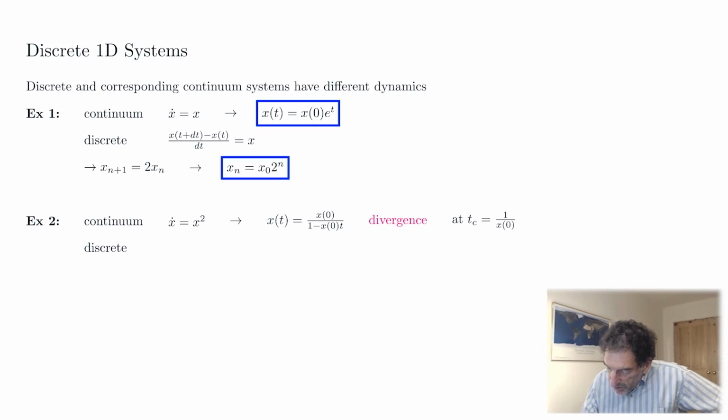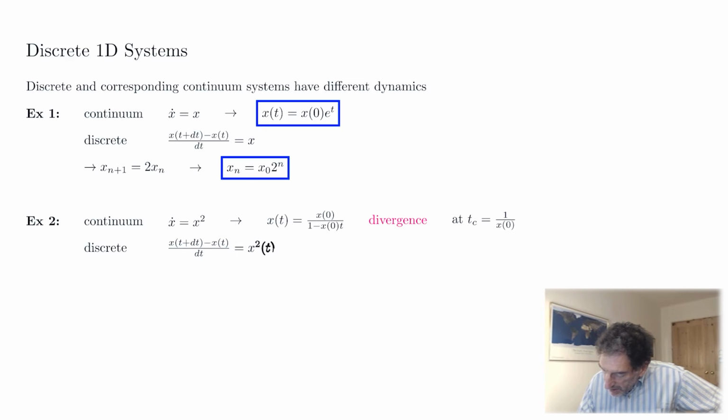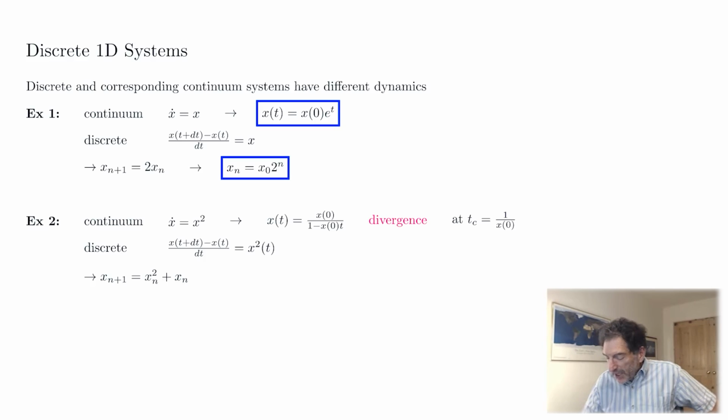So the corresponding discrete equation would be x of t plus delta t minus x of t divided by dt is equal to x squared. And again, we'll write dt is equal to 1 and convert this into a difference equation. And what we get is that x_{n+1} is equal to x_n squared plus x_n. What you can check after the fact, but let me just state it without proof now, is that asymptotically the behavior of this equation is the same as if I ignore the linear terms. So I'm going to write this approximately as x_n squared.